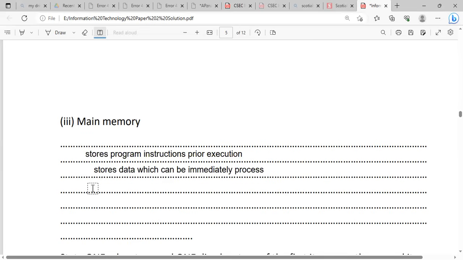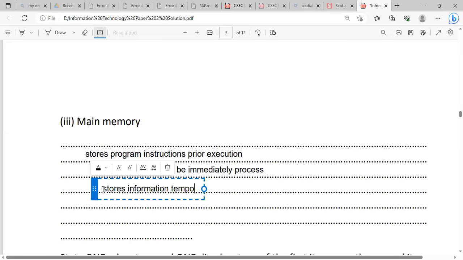So guys, you have a part 2, all right? It stores information temporarily also after processing.